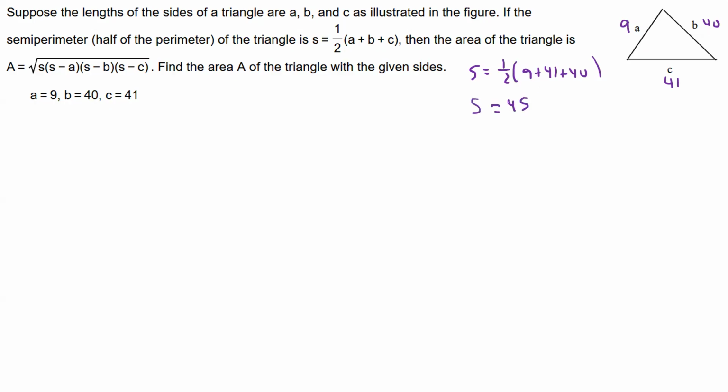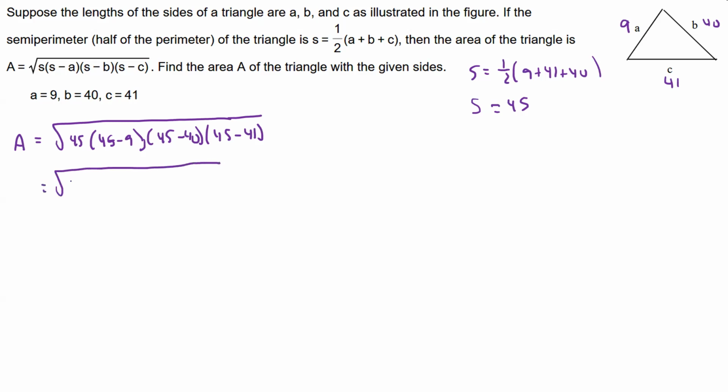So that's my S. Now I have A is going to be equal to the square root of 45 times (45 minus 9) times (45 minus 40) times (45 minus 41). Okay. So let's see if we can simplify this. That's 45 times, and then we have the 45 minus 9, which is going to be what, 36? And then we have 45 minus 40, which is 5. 45 minus 41 is going to be 4. So now we just have to do that.